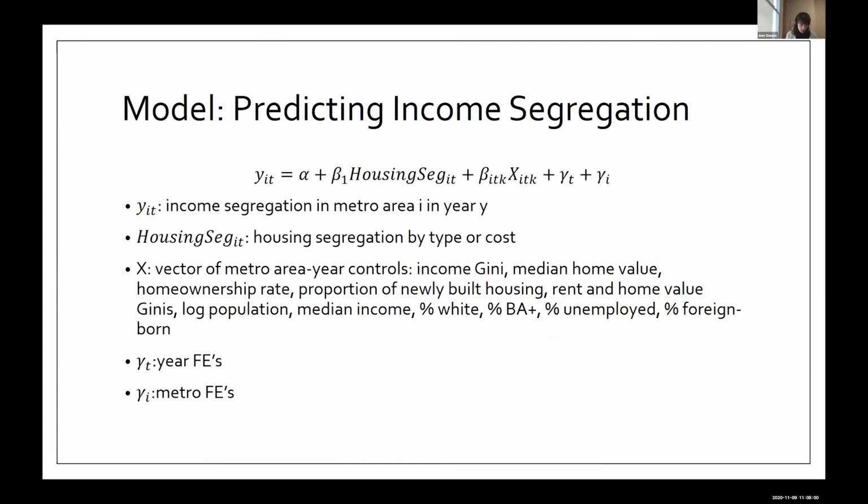And then I'm just going to quickly show some evidence that I think housing segregation matters. This is just to estimate the association between housing segregation and income segregation, using a longitudinal regression model to predict income segregation in metro area i and year t from housing segregation. I have metro area and year fixed effects and a host of metro area controls. I'm interested in the coefficient on housing segregation, which tells us if housing segregation in a metro area rises or changes, does income segregation also change?